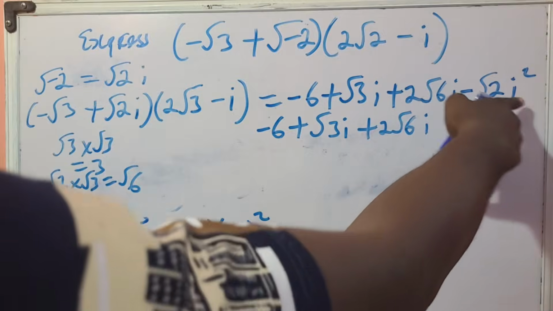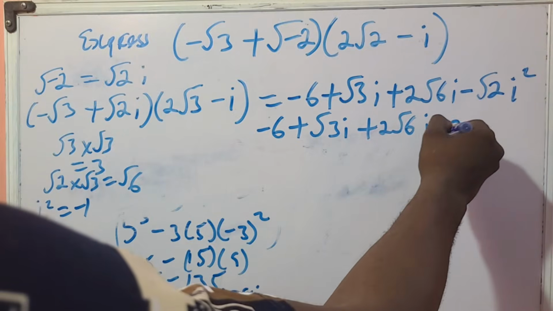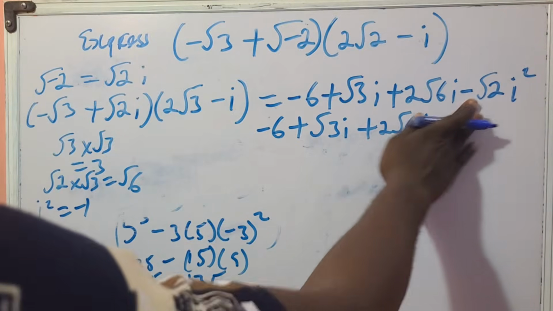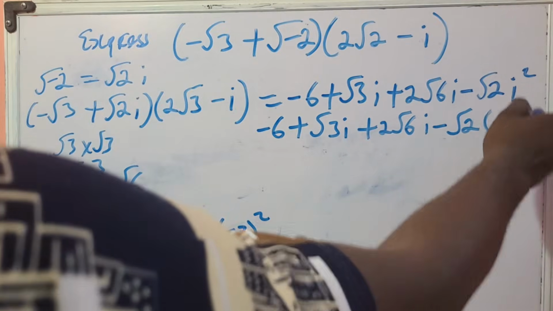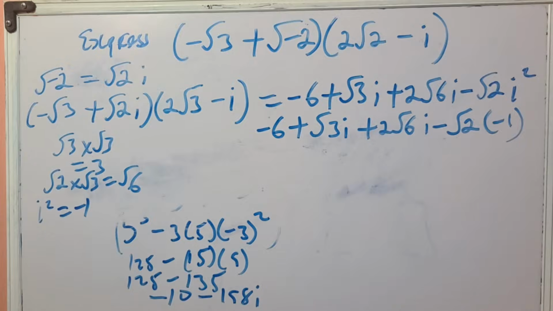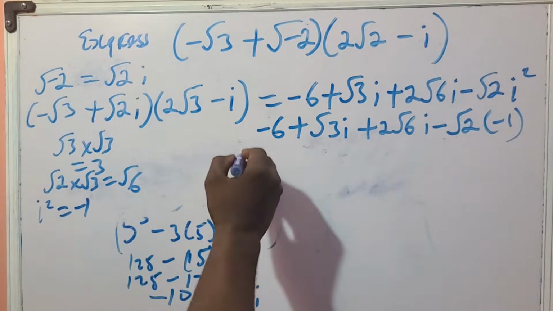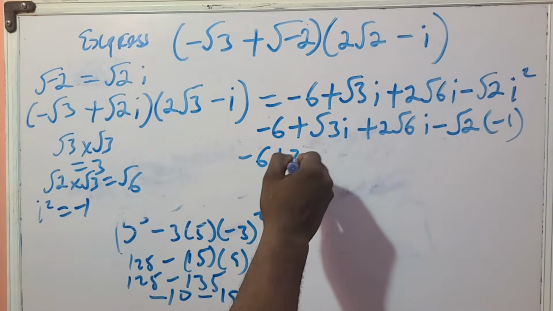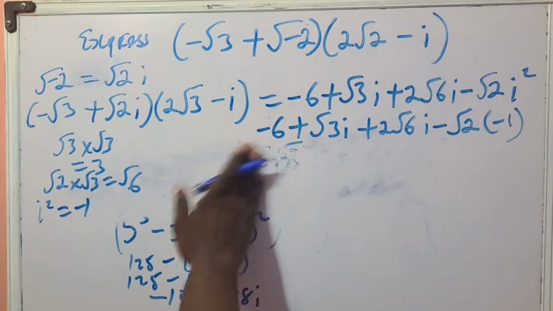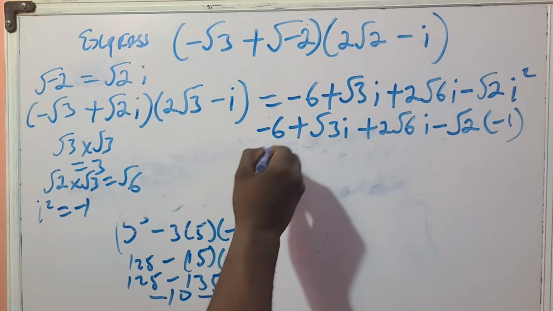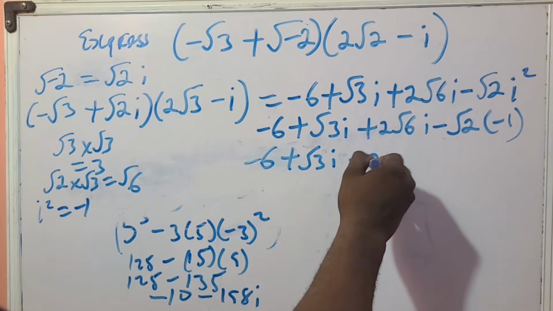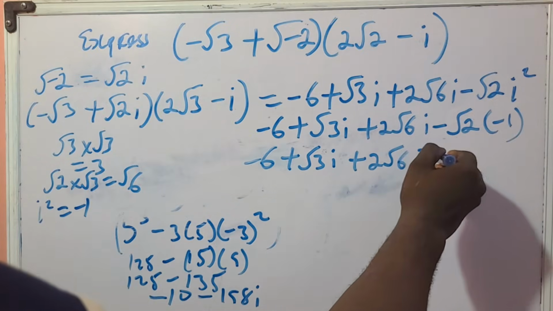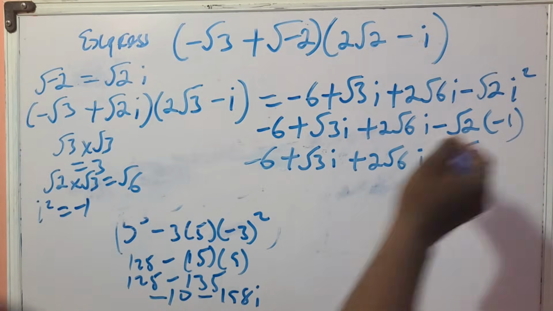Now, there's a minus here, but this is minus square root of 2. Okay, let me write this more properly. Then this will be minus 1, because i squared is minus 1. So the minus minus here will turn that to plus. Minus 6 plus square root of 3i plus 2 square root of 6i. This will be plus square root of 2.